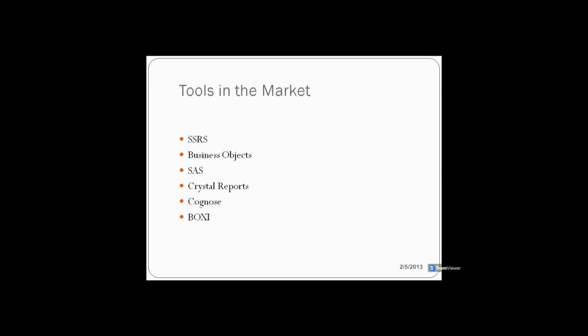In the market, we have SSRS, Business Objects, SAS tool. This is not SSAS, this is SAS. Crystal Reports, Cognos, Boxy. All these are reporting tools available in the market, and all of them are competitors for us. SSRS, Business Objects from SAP, SAS from I don't know which company, Crystal Reports, Cognos and Boxy. There are thousands of reporting tools in the market, but Microsoft uses SSRS.